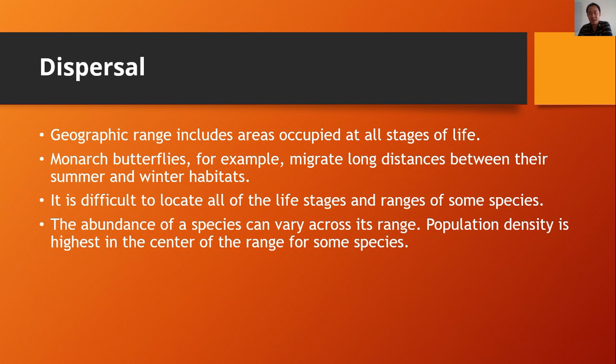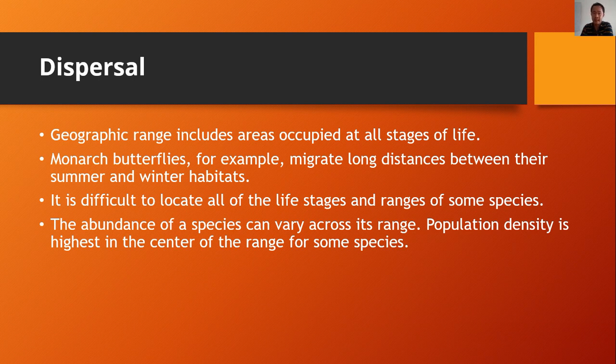It is difficult to locate all of the life stages and ranges of some species because they travel. There are some species that can travel the whole world because they are adapting to a certain environment. Like the birds, I cannot recall what specific bird, but they travel the whole world because they are keeping up with the weather. That is part of their dispersal nature. The abundance of a species can vary across its range.